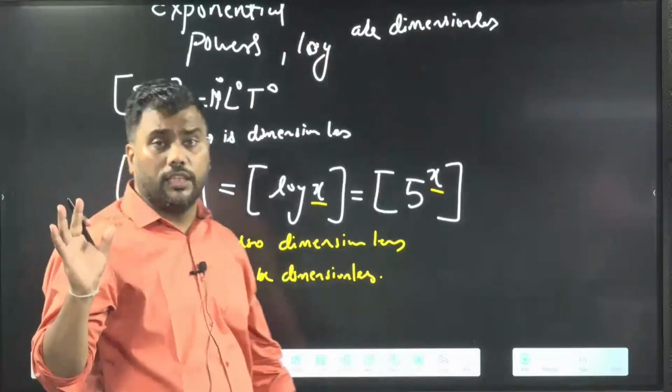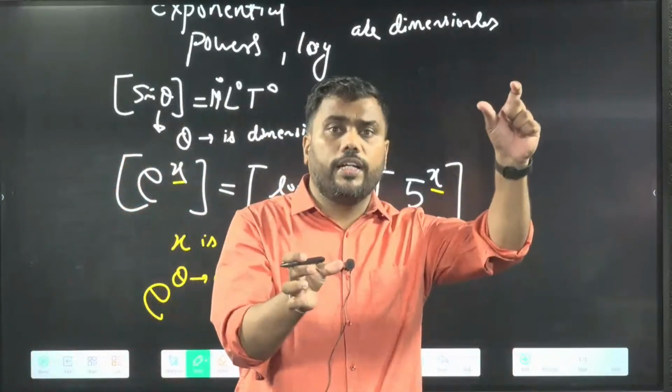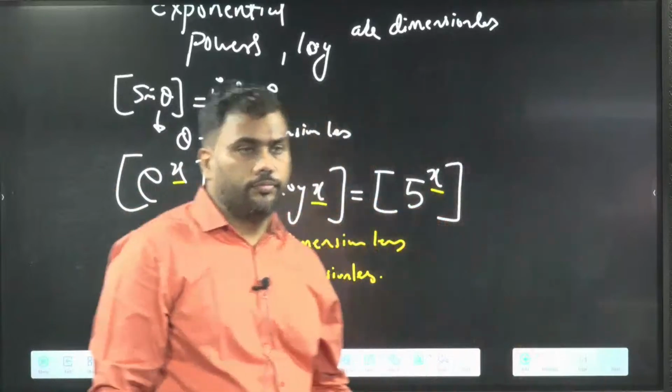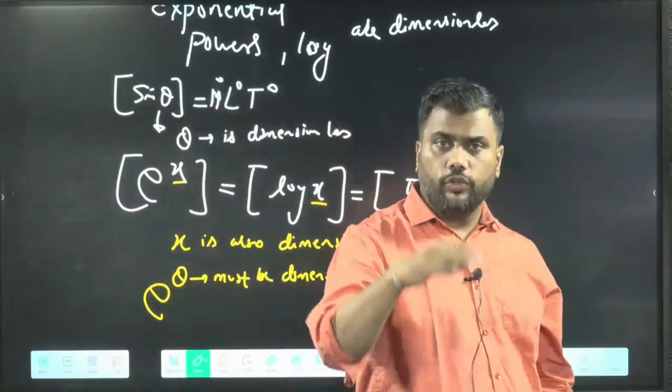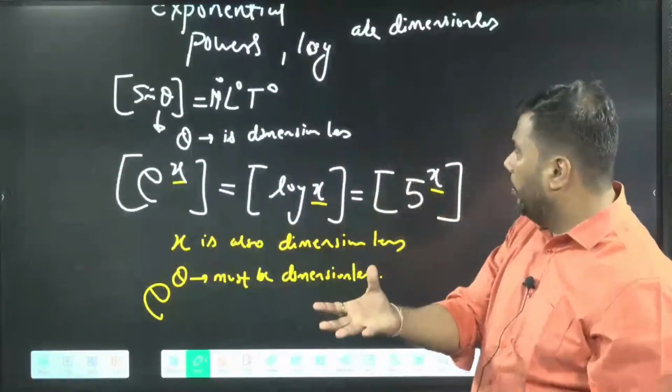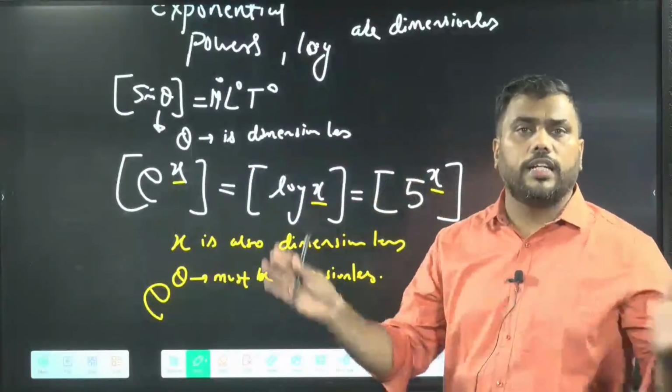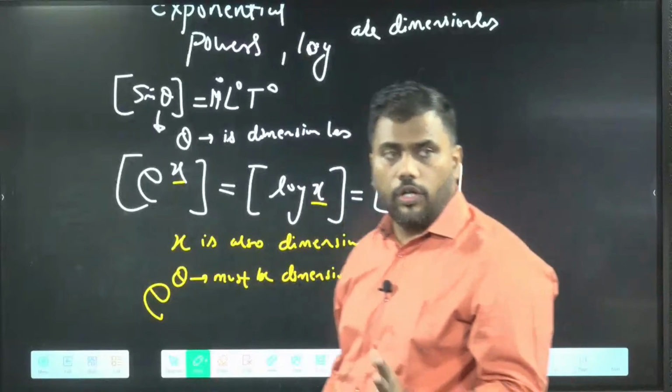Powers are dimensionless. Whenever you write any number to power anything, powers are dimensionless. Is this clear? Third property: trigonometric ratios, log, exponents, powers, all these are dimensionless.